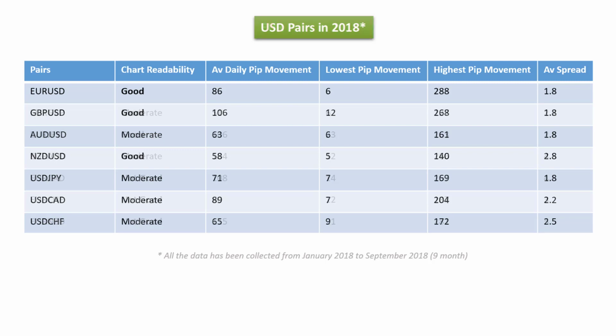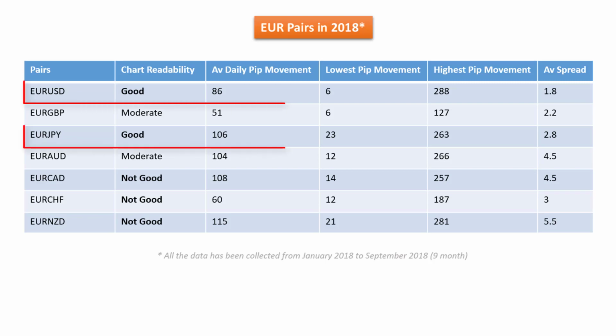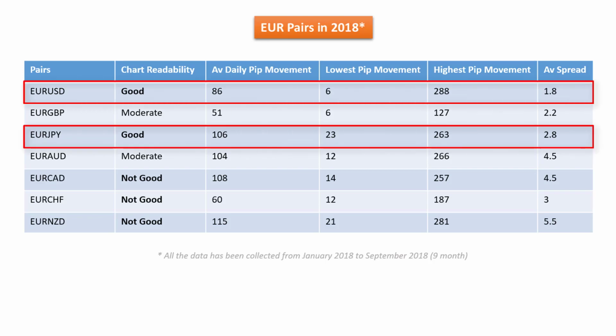Now if I go to the next table, then this is the overall market behavior of all the Euro major currency pairs from January to September 2018. These are all the 7 currency pairs where Euro has been paired up with the other 7 major currencies. Now by looking at this table, you can understand that the Euro USD and Euro JPY both have better price action charts, while the Euro JPY has a higher average pip movement ratio than the Euro USD, which is 20 pips more, although the spread is lower on Euro US dollar.